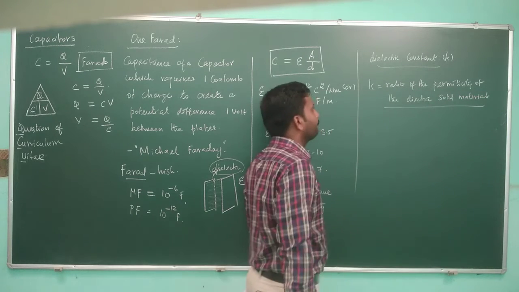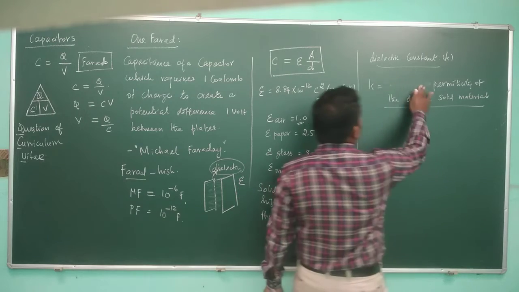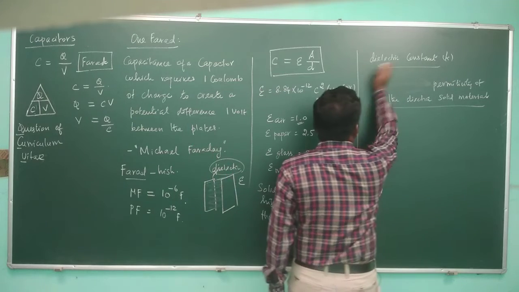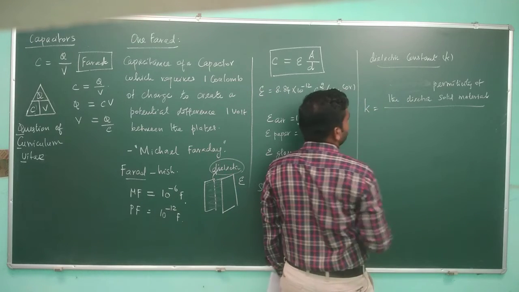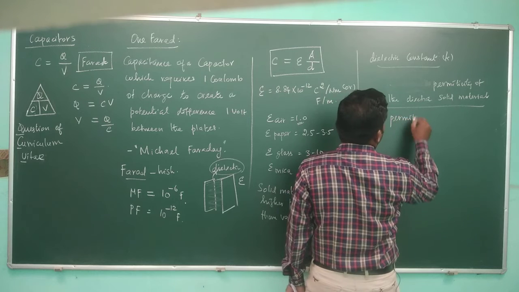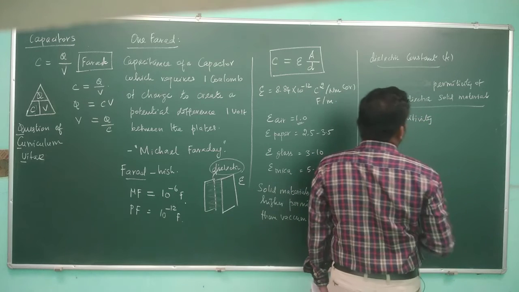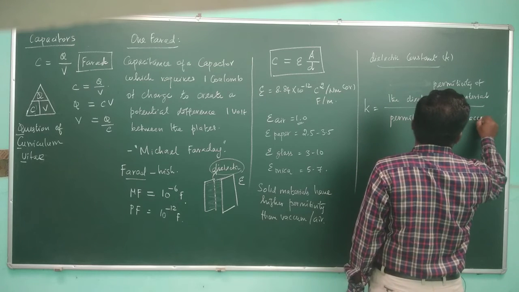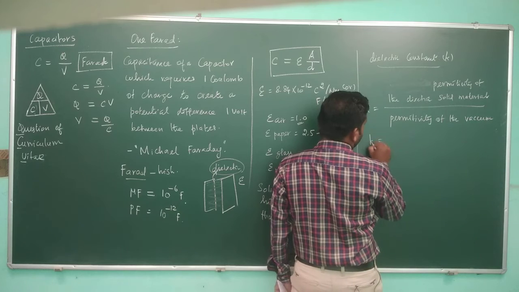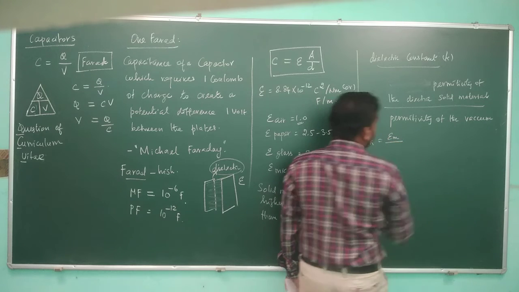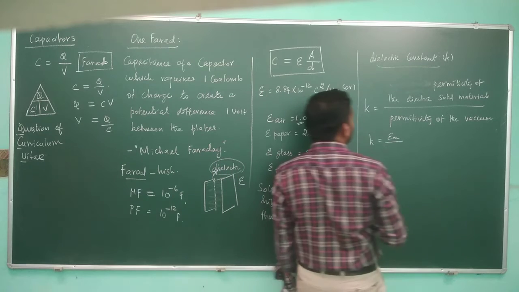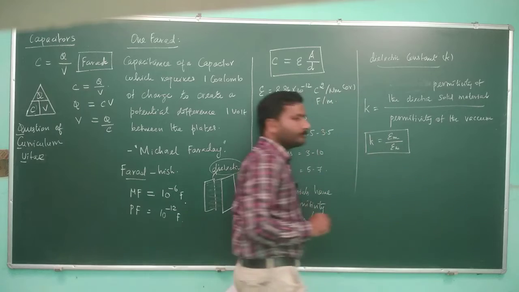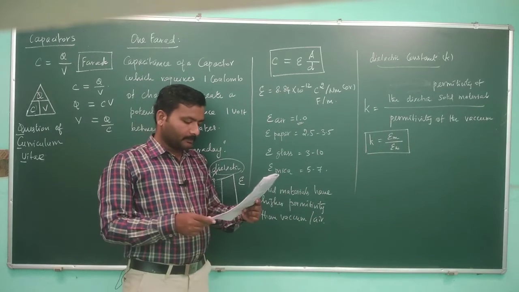to the permittivity of the vacuum. It is nothing but the permittivity of the dielectric solid material divided by the permittivity of the vacuum. You can say that K is the ratio between the permittivity of the medium to the permittivity of the air or vacuum. Right? Fine.